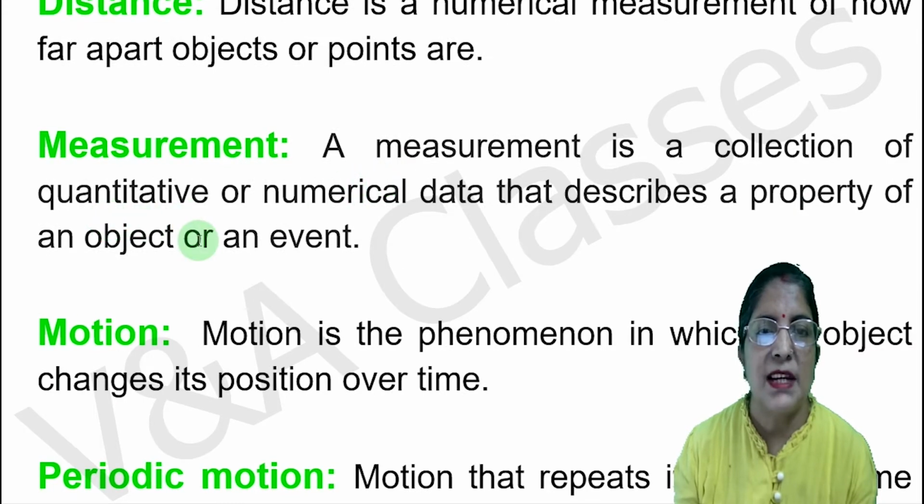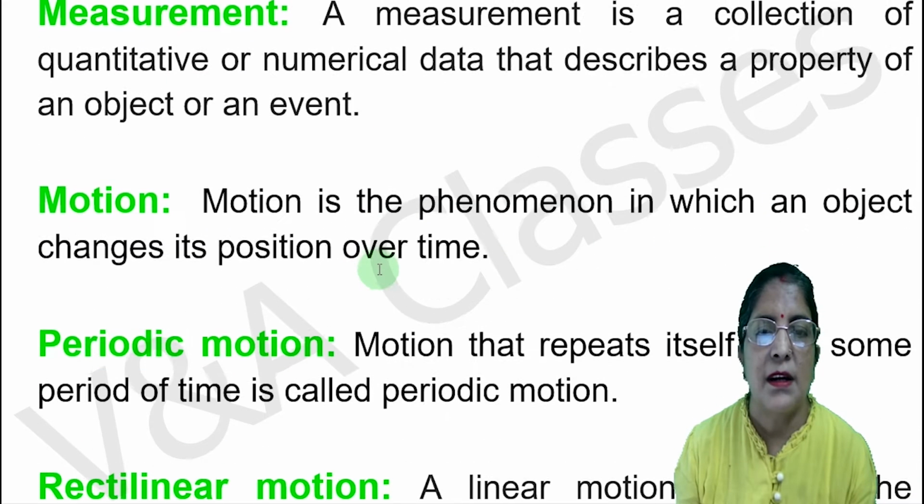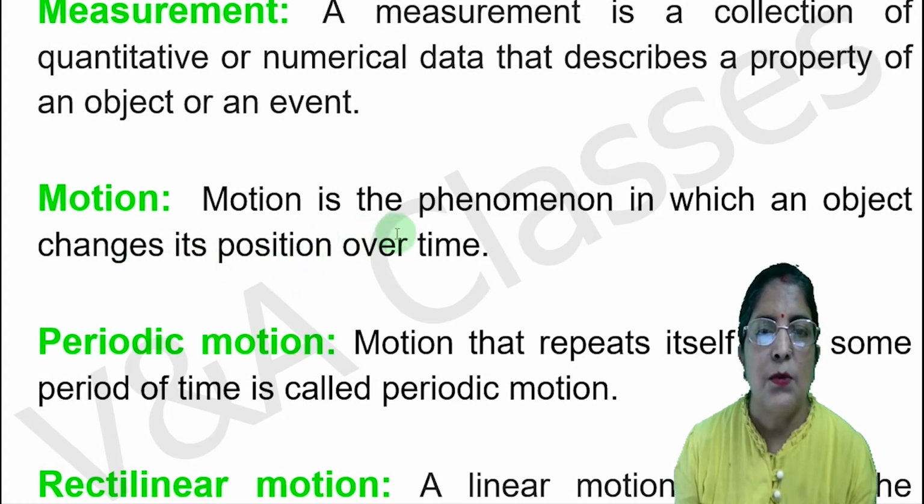Next keyword is measurement. A measurement is a collection of quantitative or numerical data that describes a property of an object or an event. Next keyword is motion. Motion is the phenomenon in which an object changes its position over time.